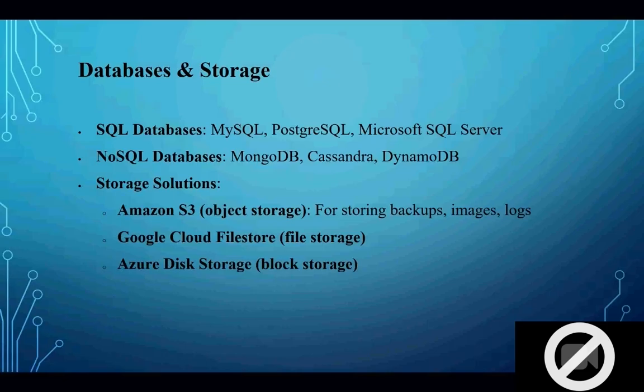And then we have different cloud service providers. One is Amazon S3. It's really famous. S3 is object storage for storing backups, images, and logs. And we have Google Cloud Filestore. And we have Azure Disk Storage, which is block storage. I think that will be, I mean, let me explain a little bit.